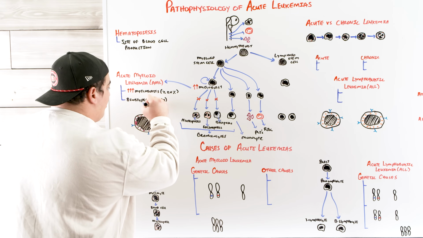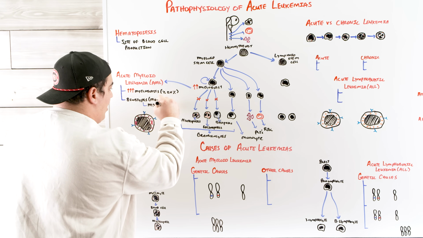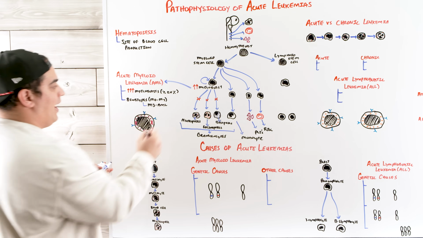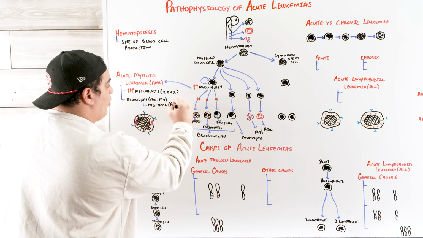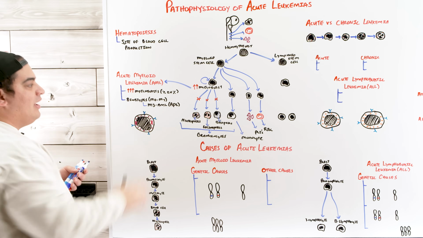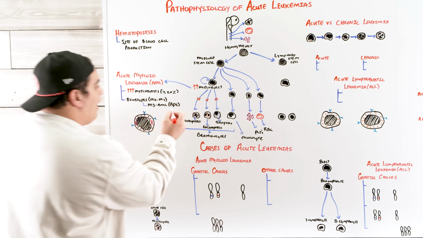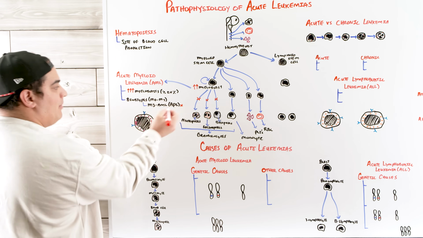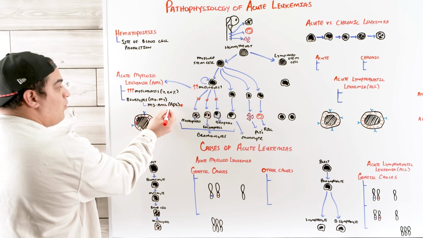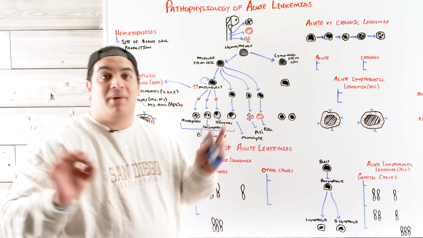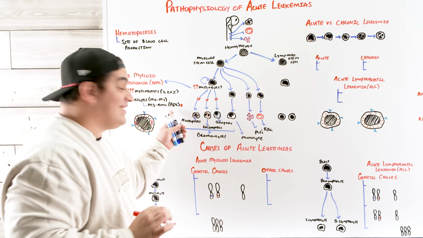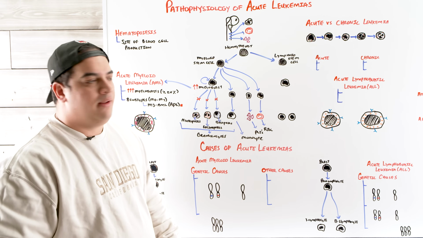So the M3 subtype of AML is also referred to as acute promyelocytic leukemia. This is the only one that you have to remember as the subtypes. And the reason why is this one has a completely different treatment and prognosis. This can lead to DIC. That's worth knowing, right? Absolutely.